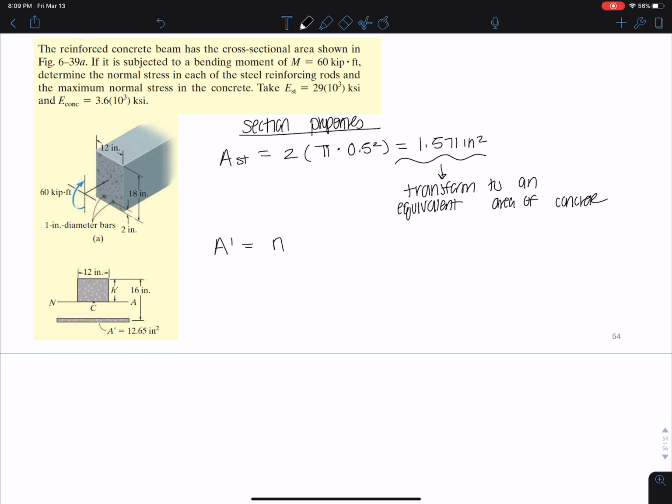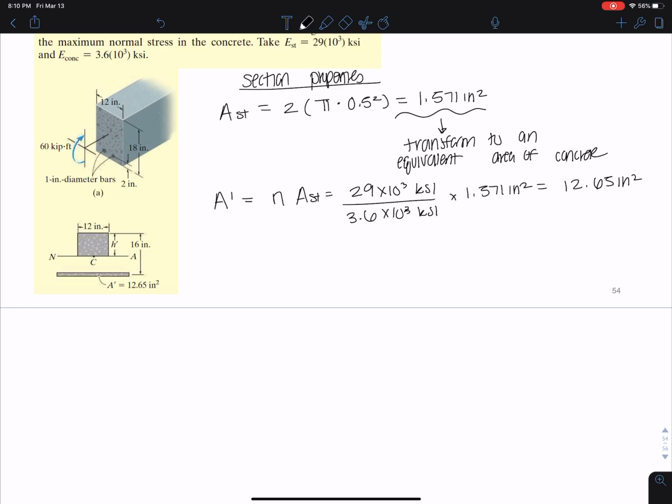do is multiply it by some n value times the area of steel, and the n value is just the ratio of the modulus of elasticity of steel divided by that of concrete that was given. And oops, I forgot to multiply by the area, this 1.571 inches squared that we just solved for, and we get a new area of that right there. Okay, so this is our steel transformed now to an equivalent area of concrete. And it makes sense because we need a lot more concrete to replace that strength that the steel is giving to this beam.